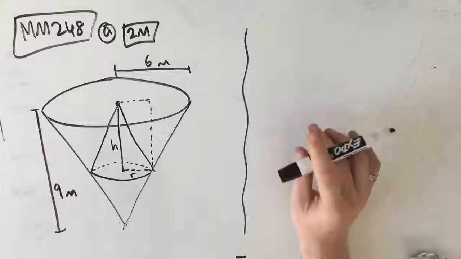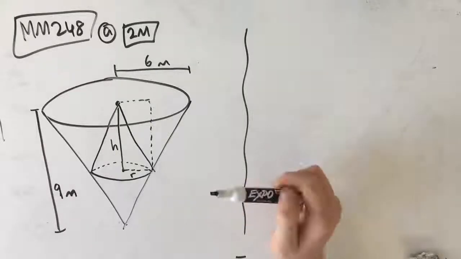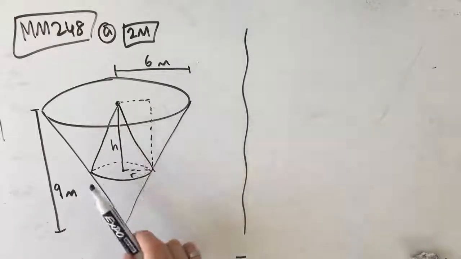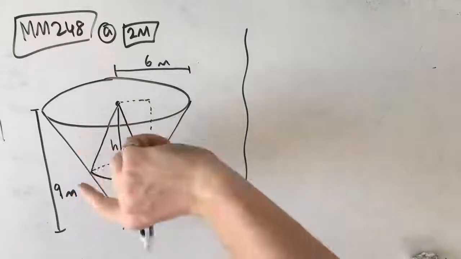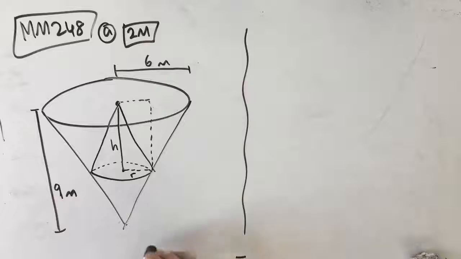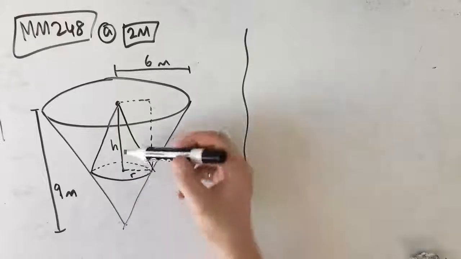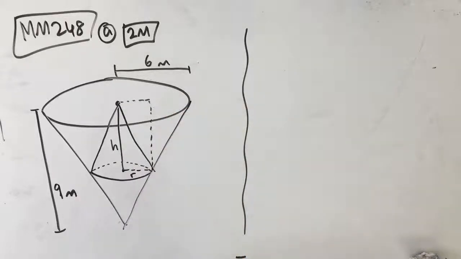In this question we've got a big inverted right circular cone which holds a smaller right circular cone inside it, as shown in the diagram below. So we've got a big cone and then a flipped upside down cone inside it. The radius of the bigger cone is 6 meters and the height is 9 meters. The radius of the smaller cone is r meters and the height is h meters. Find h in terms of r.